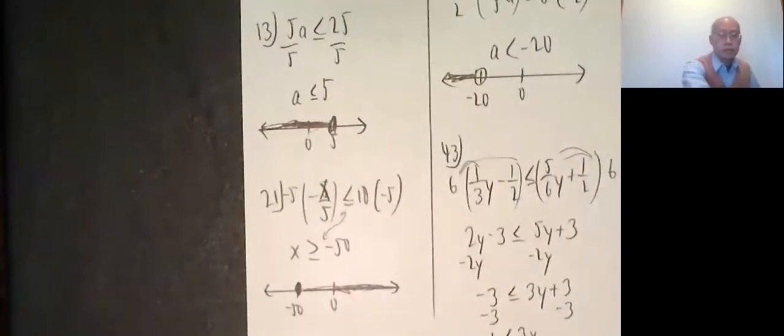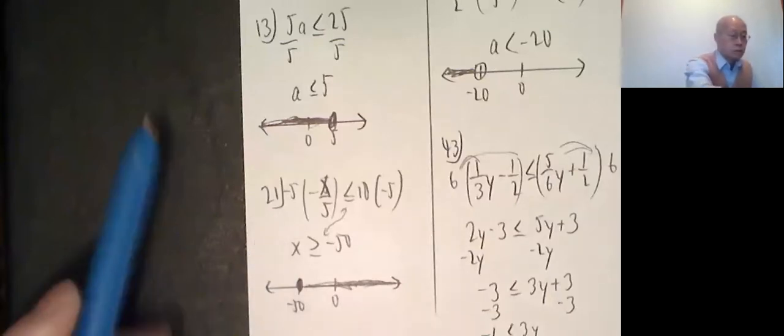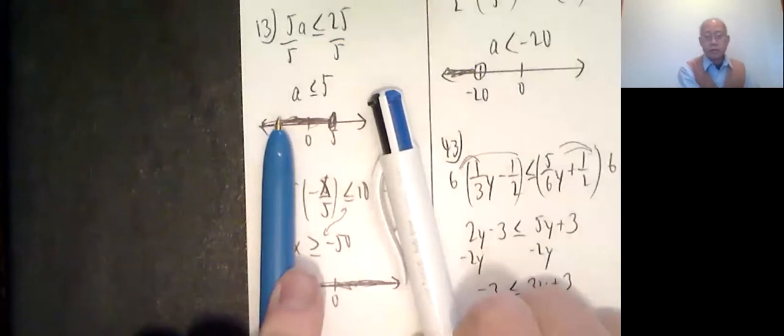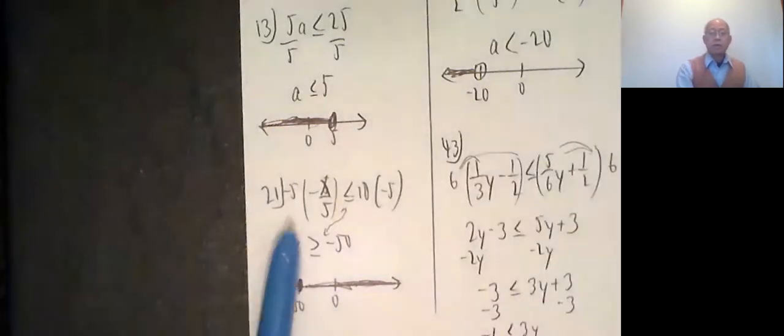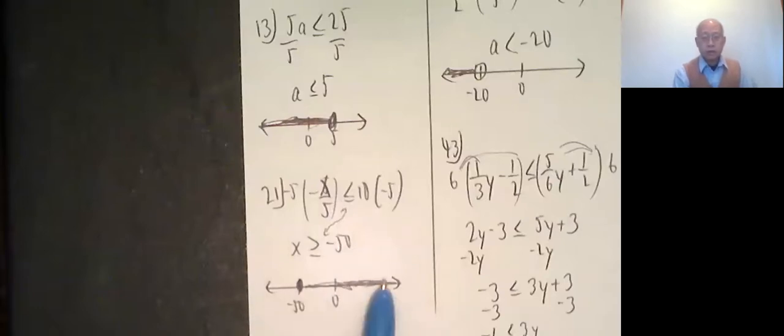Now, there's one big exception to watch out for. That's when you multiply or divide by a negative. The original problem is negative x over 5 is less than or equal to 10. So to get rid of the 5 and the negative, I would multiply both sides by negative 5. But when you multiply by a negative or divide by a negative, the inequality symbol has to reverse. So less than or equal to becomes greater than or equal to. So x is greater than or equal to negative 50. Again, multiplying or dividing by a negative, the inequality symbol reverses. Greater than or equal to negative 50, closed circle, shade to the right.